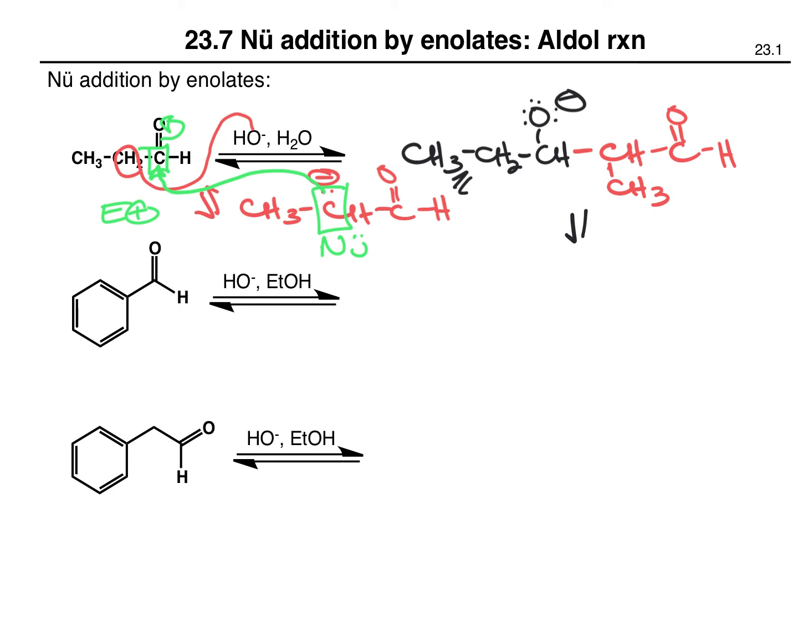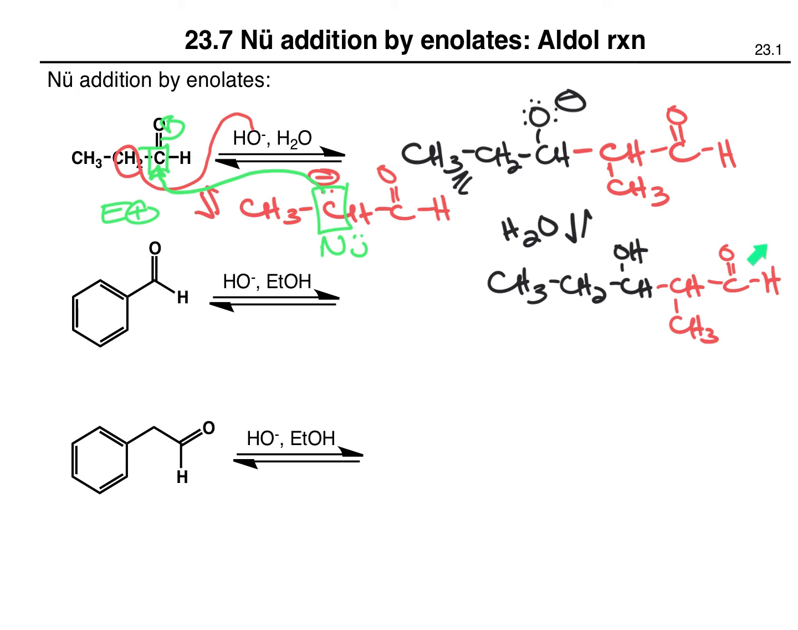From here, the O- can grab off a proton from the solvent, and that will lead to the product that looks like this. This is called the aldol addition because we end up with an aldehyde and an alcohol. It is effectively two equivalents of the aldehyde, one of which served as the nucleophile, the enolate, and one served as the electrophile, the aldehyde.